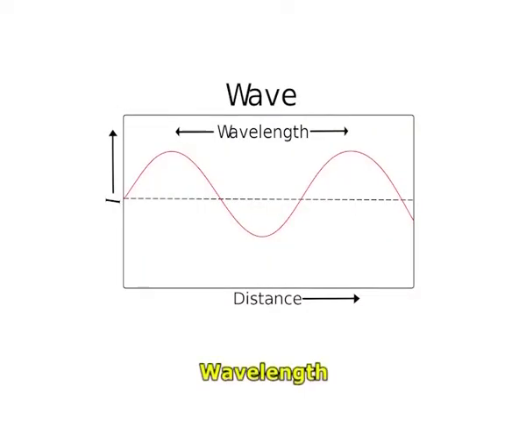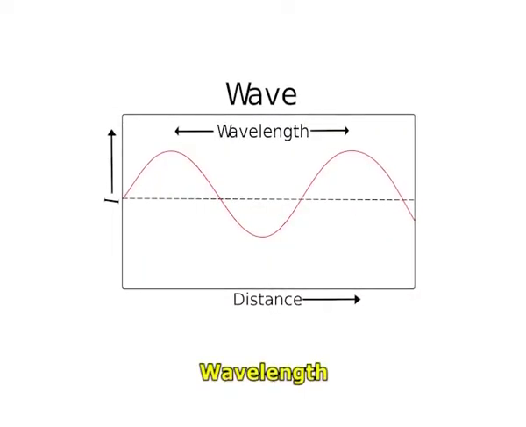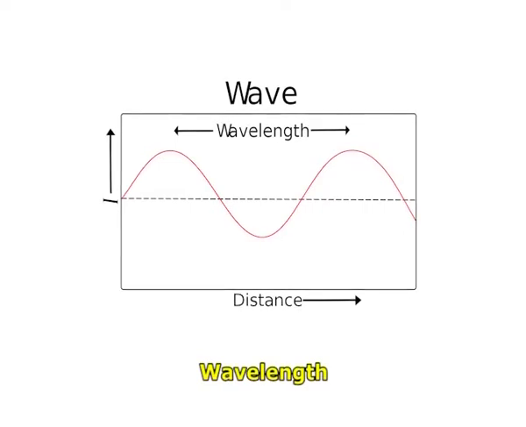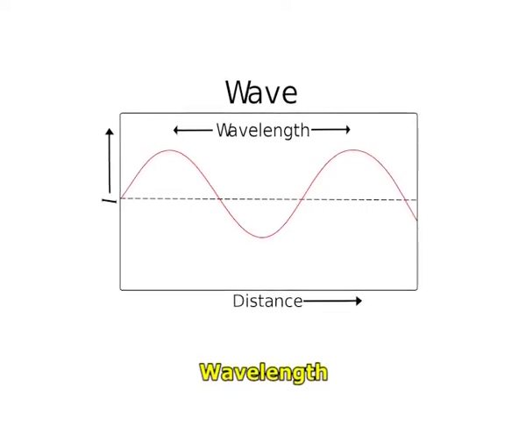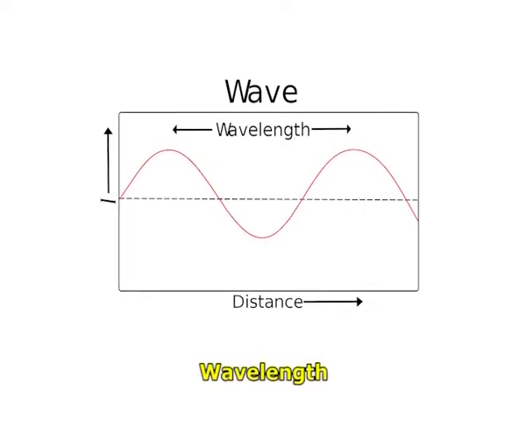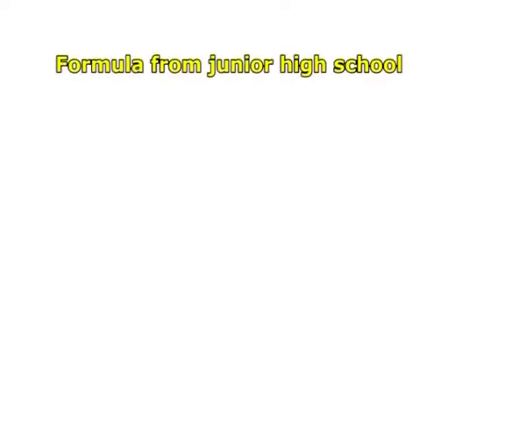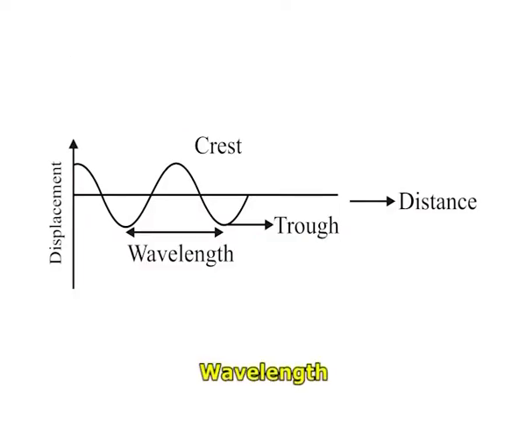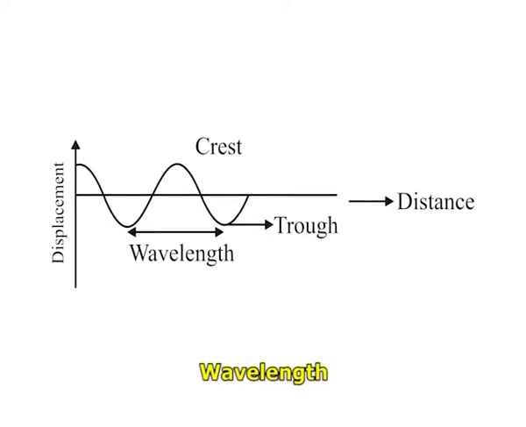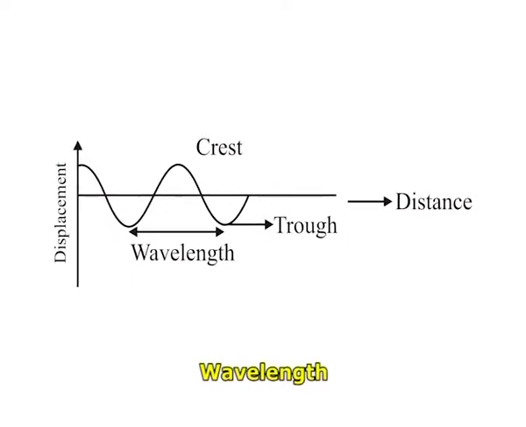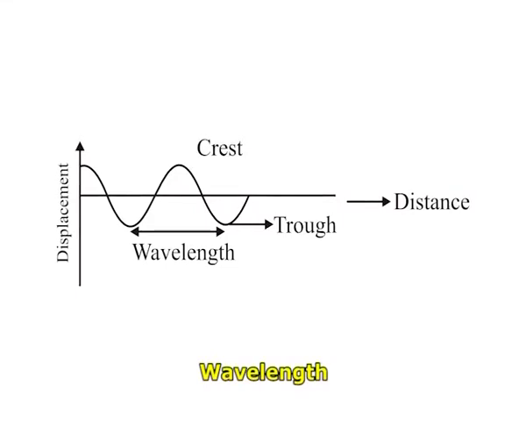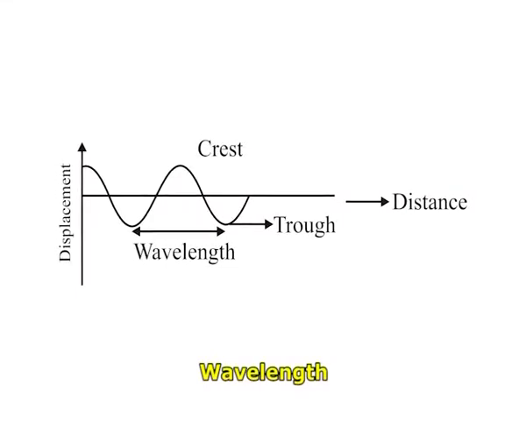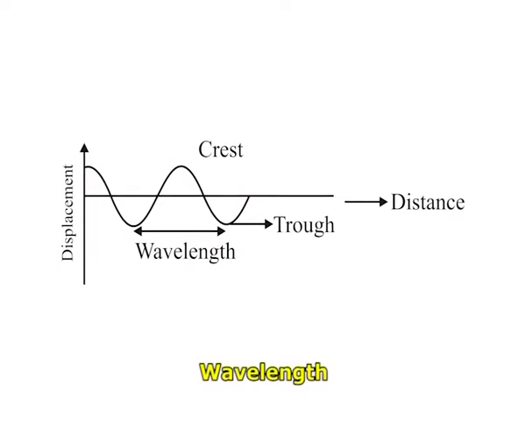Wavelength is a measure of distance, and the formula for calculating wavelength is a straightforward algebraic rearrangement of the familiar distance equals rate times time. The formula from junior high school is lambda equals c divided by f, where lambda is wavelength, c is the speed of sound, and f is frequency. Wavelength is a measure of the distance between the crest of one cycle of a wave and the crest of the next cycle, or trough to trough, or in fact the distance between any two corresponding points in the wave.